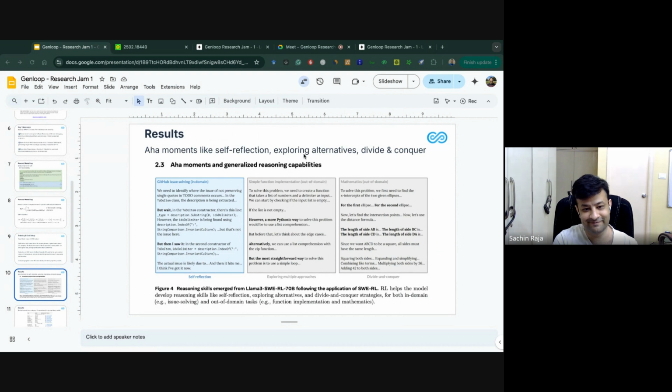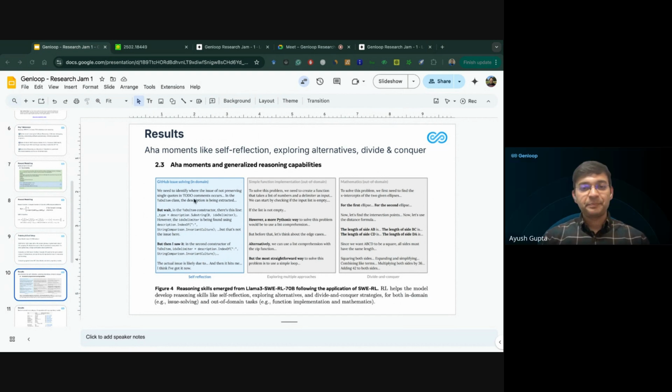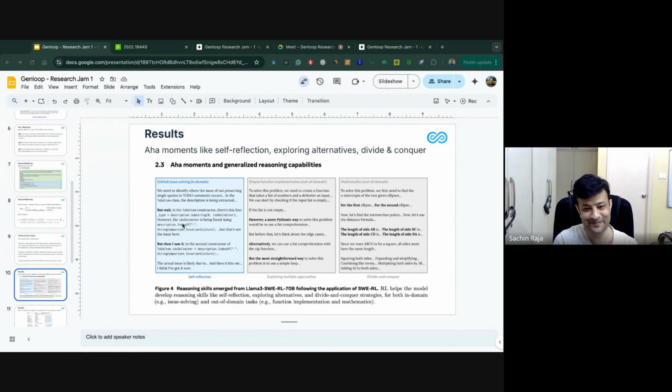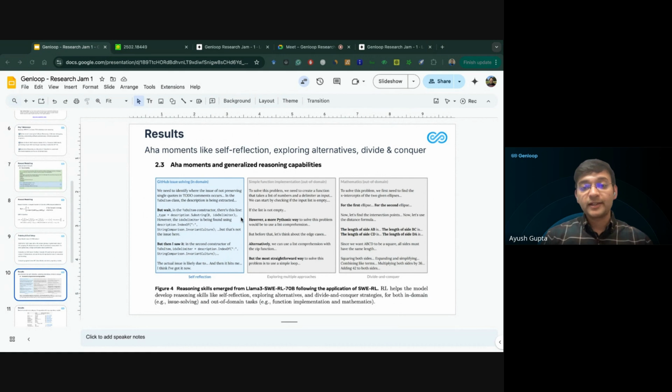They have their own aha moments. If you go over it when they were solving, the model would do self-reflection, like, but wait, but then I saw it. It would explore alternatives, or a more Pythonic way of doing this would be this. Alternatively, we could do this. But the most straightforward way to do this is this. And sometimes also do a divide and conquer. For the first ellipse, let me do this. For the second ellipse, do this, and basically do some kind of a dynamic programming approach properly.